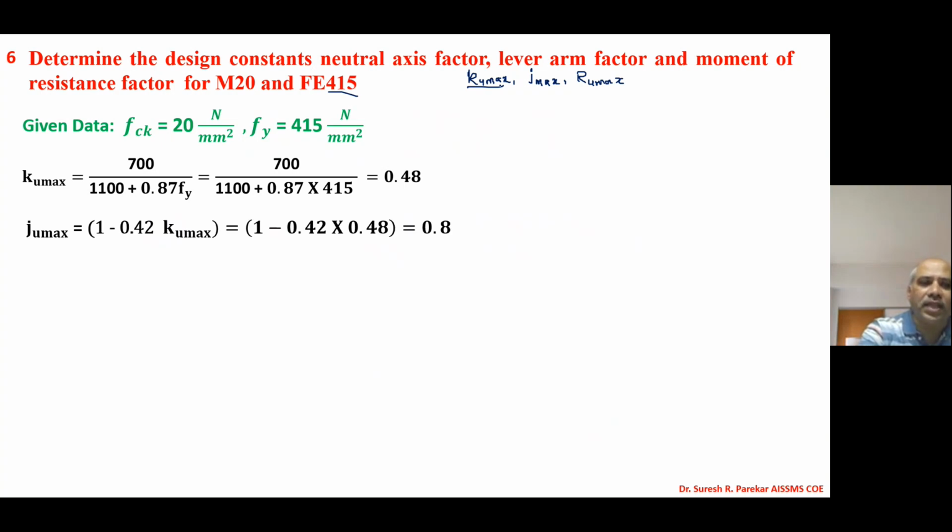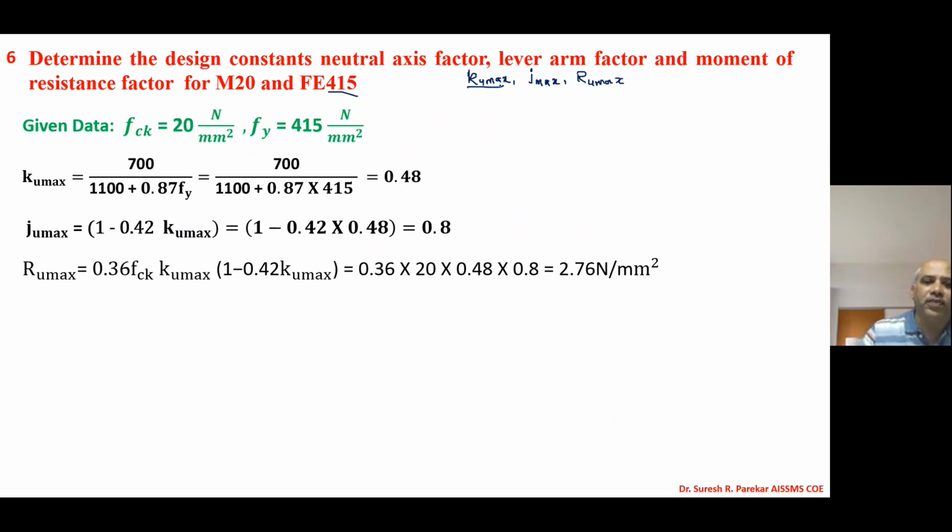Then we have Ju max, that is 1 minus 0.42 Ku max, which is 0.8. And Ru max we have 0.36 fck Ku max (1 minus 0.42 Ku max). And then we have substituted this Ku max and this Ju max, which gives me the value 2.76 Newton per mm square.